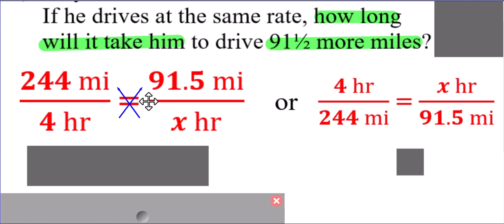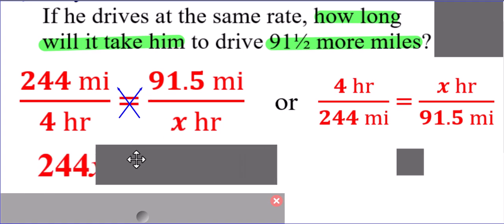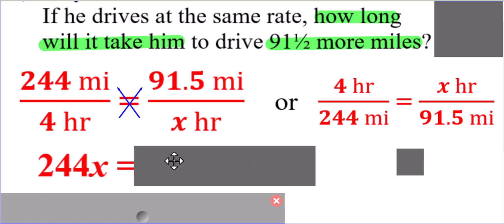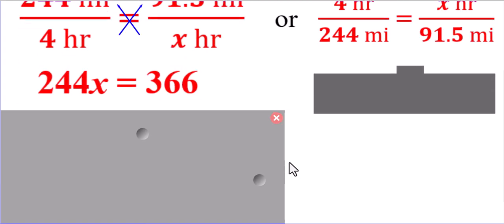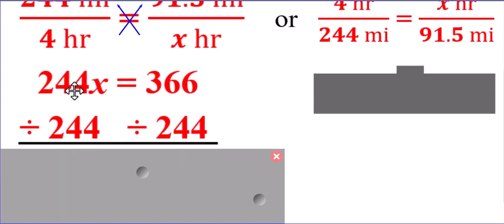All right, calculator time. X times 244. Well, we don't need a calculator for that. That's just 244x. Put your equal sign. What's 4 times 91.5? Use your calculator, 366. All right, inverse of multiplication is division. So whatever number is multiplied to your x, divide by that number on both sides. That's how you solve a proportion at the end.